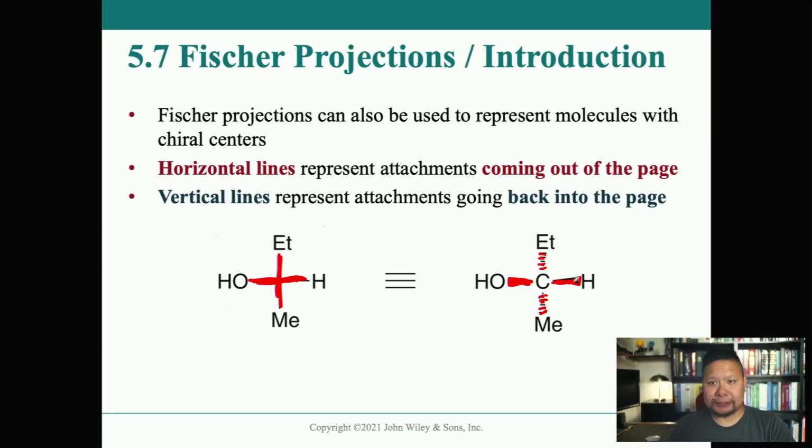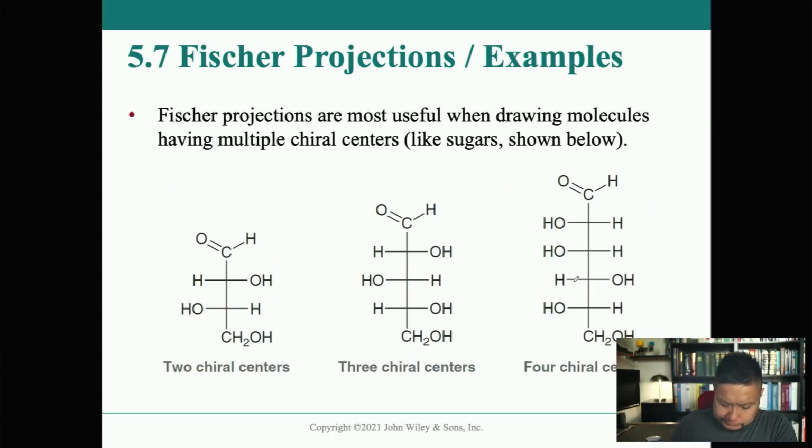Which is just a review, because I've talked about this before when we were doing molecular representations. Was that like the third lecture? So, like I said before, sugars are the most common way we represent these kinds of Fischer projections. And the reason why is because sugars have multiple chiral centers, and using a Fischer projection to represent a sugar makes it easier to see the chiral centers, right?